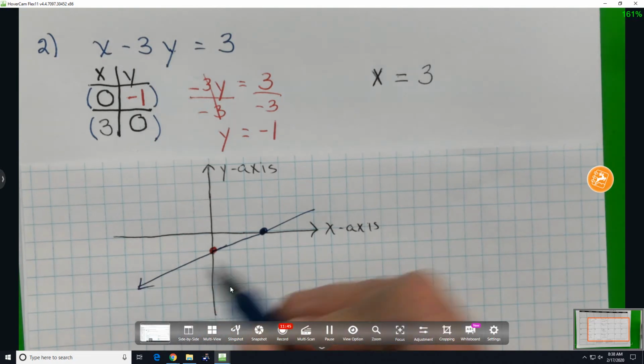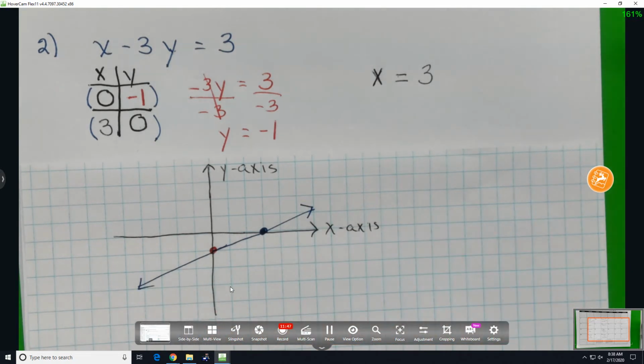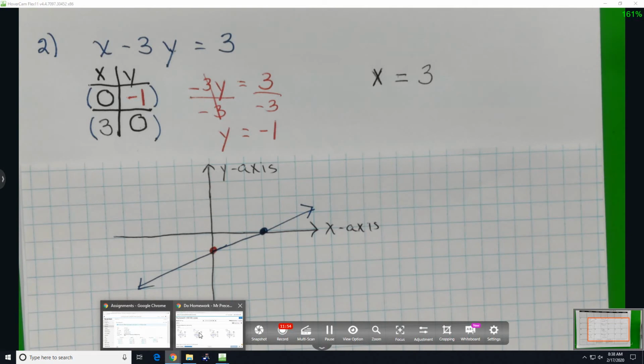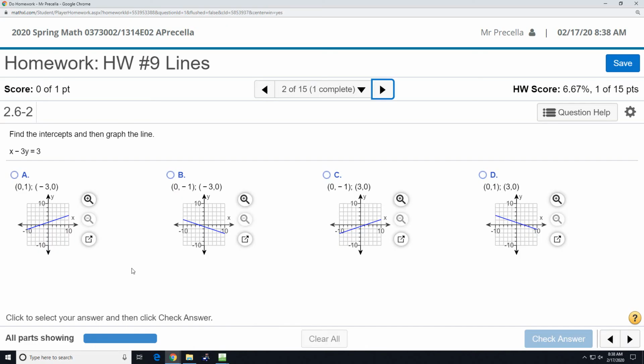Again, I've done more than I need to actually get the answer. Okay? This is just a multiple choice problem. So let me see. Which one has those same intercepts? Oh, I was about to say it was A, and then I thought, no, it's not A, it's B. But no, it's not B either. Is it 0, negative 1, and 3, 0? I'm thinking that is C.